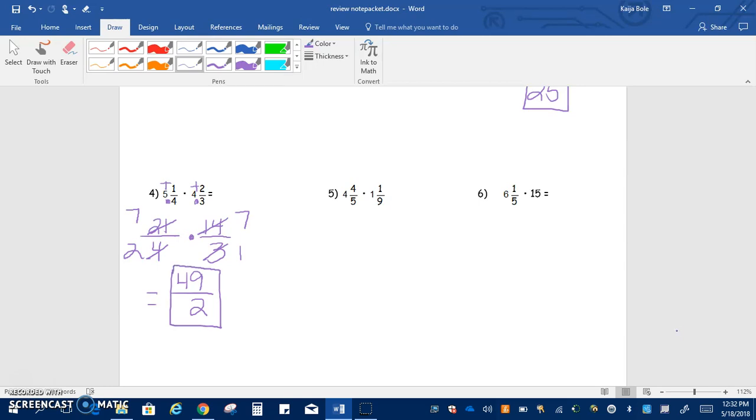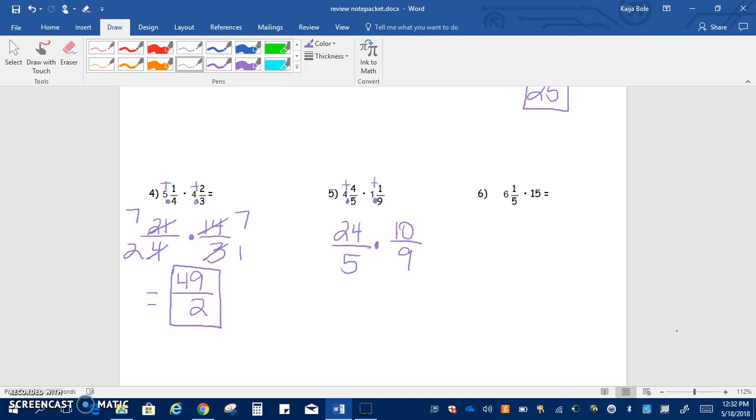Number 5, I have 4 and 4/5 times 1 and 1/9. So again, I'm going to multiply up. 5 times 4 is 20, plus 4 is 24, over 5, times 9 times 1 is 9, plus 1 gives us 10, so we have 10/9.